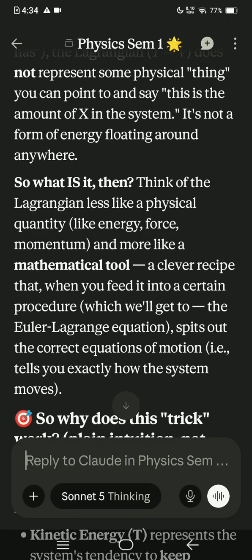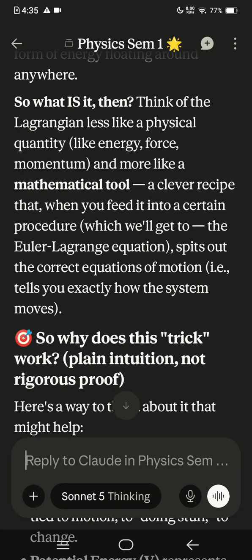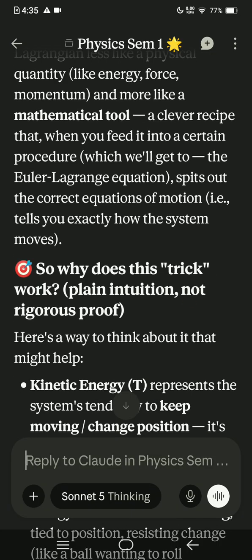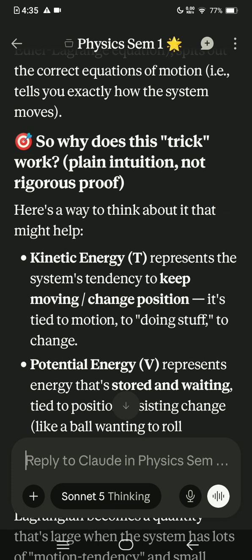So what is it then? Think of the Lagrangian less like a physical quantity like energy, force, or momentum, and more like a mathematical tool, a clever recipe that when you feed it into a certain procedure, which we'll get to, the Euler-Lagrange equation, spits out the correct equation of motion, that is, tells you exactly how the system moves. So why does this trick work? Plain intuition, not rigorous proof.